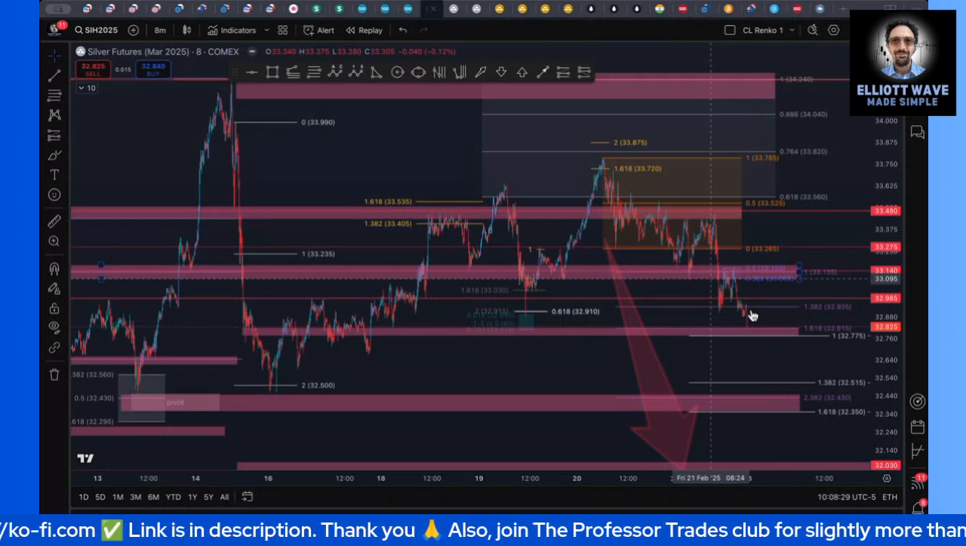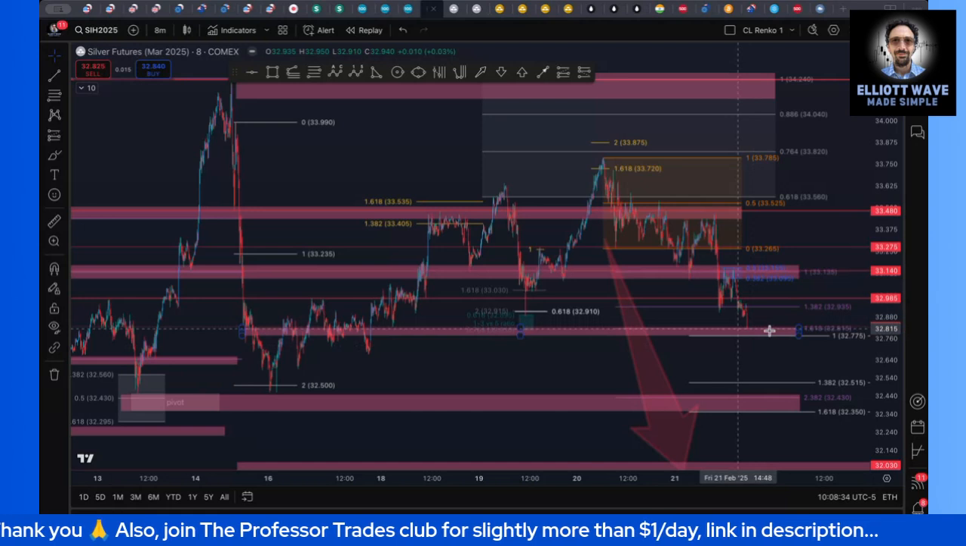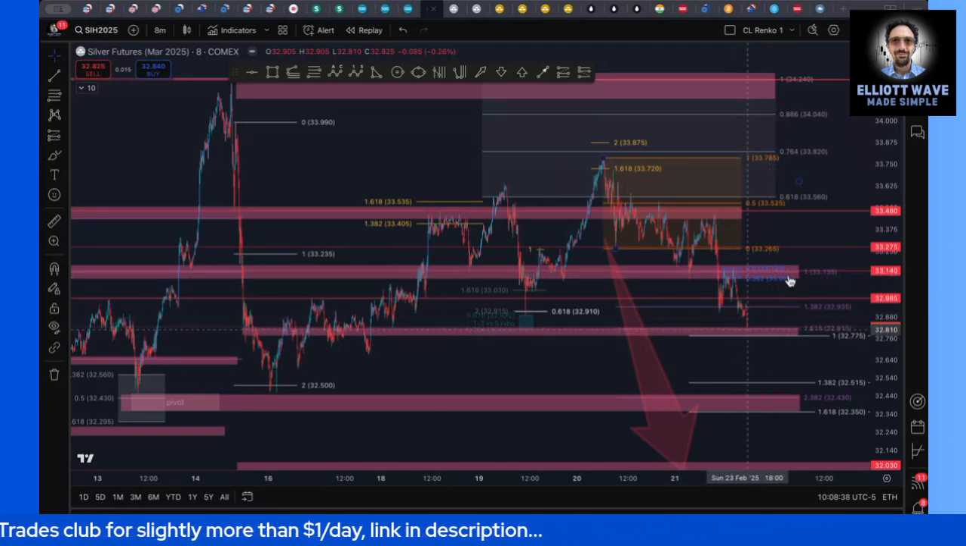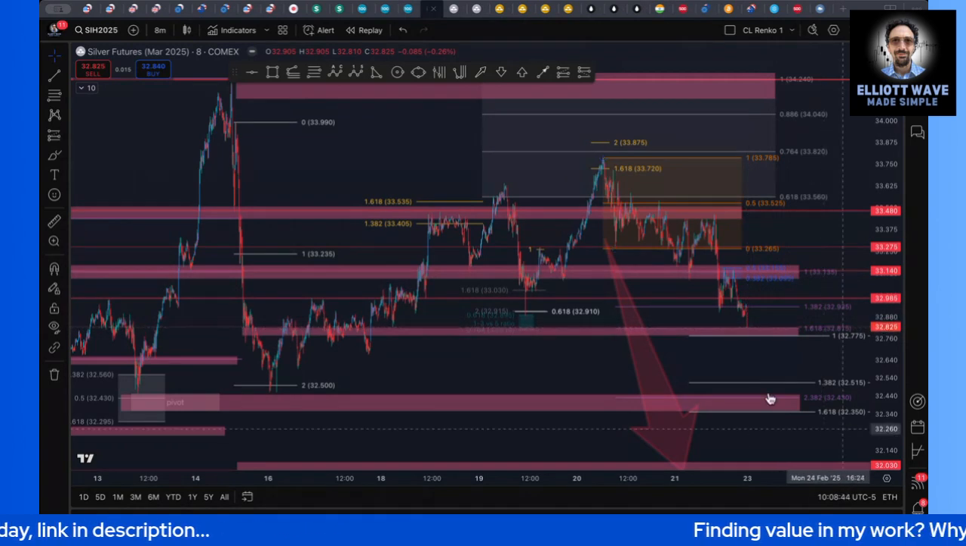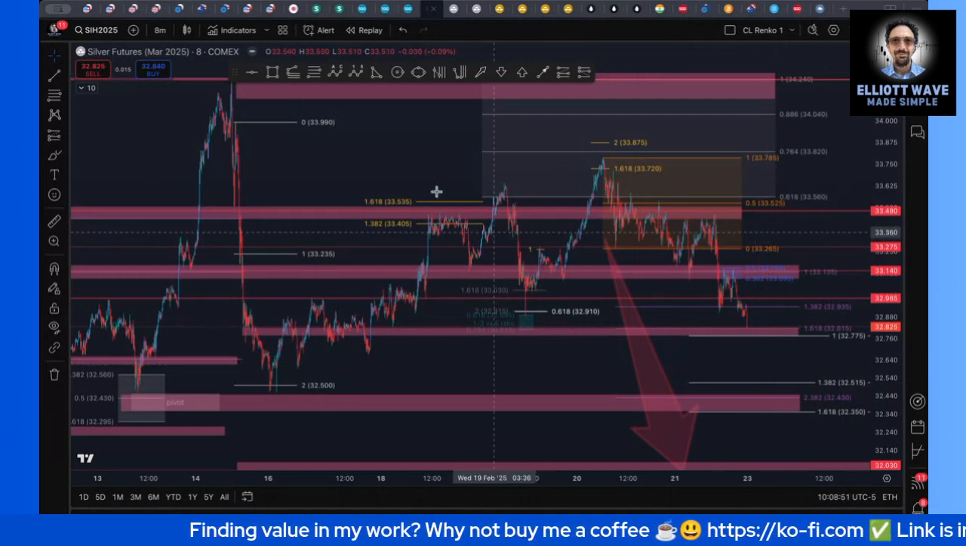So we'll see. But anyway, the white fibs, this is an area I would expect it to bounce from. And it's the degree of that bounce, how strong that bounce is, that's going to help me discern which of these sets of ratios are in play, because I'm not really sure. But my bias is to the short side, even though I'm expecting a bounce in silver.